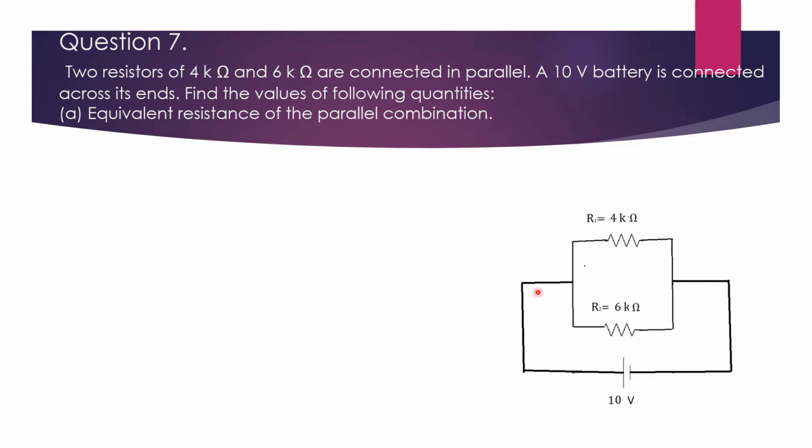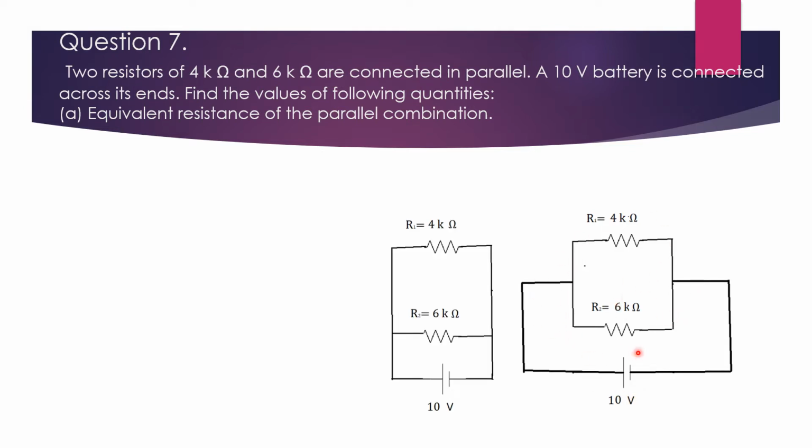Now, this is the parallel combination of 6 kilo ohm and 4 kilo ohm shown here with a 10-volt battery connected across its ends. This circuit can also be drawn like the one shown here, a 4 kilo ohm resistor and a 6 kilo ohm resistor, both connected with a battery. I feel this one is more clear for the students, so I'll keep this one here. There is absolutely no problem with the other circuit as well, so you can even draw this one for your questions.